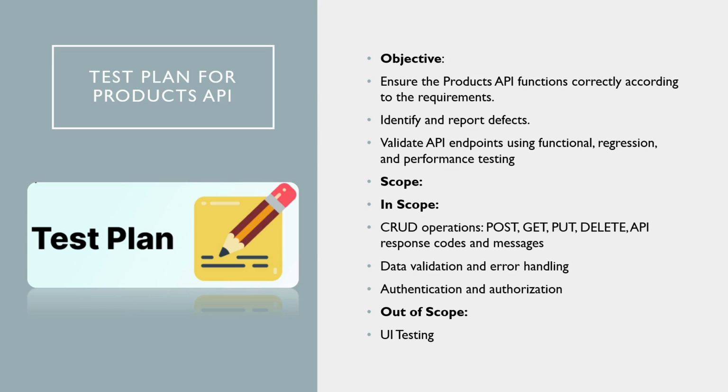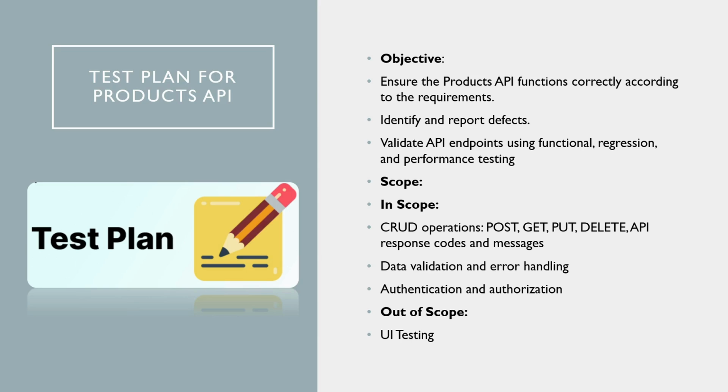The objective of our test plan for this product's API is to ensure that the product API is performing correctly and is good for all the CRUD operations. So it is performing accurately as per the expectation. That is the objective. Next comes the scope.